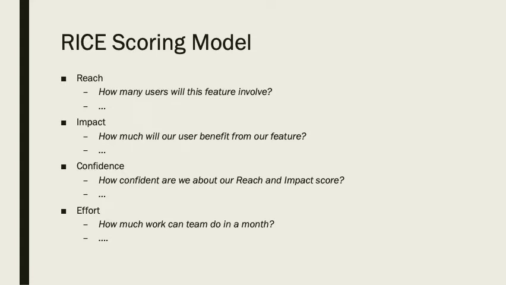It basically judges how confident you are about your reach and impact score, and you have to give your confidence percentage or some pointers that you could give. It could lie from 0 to 1. One could be that you're 100% confident, and zero could be you're not at all confident about your reach and impact score. And fourth is effort.